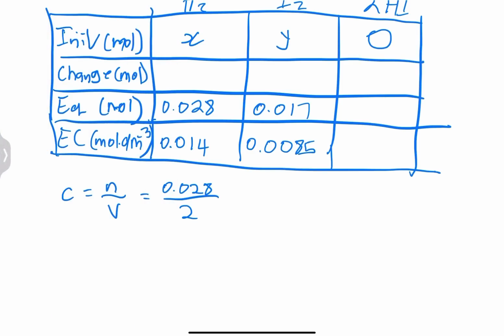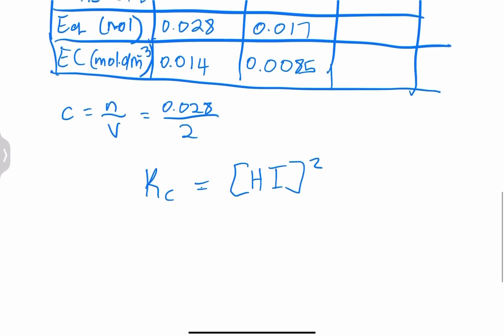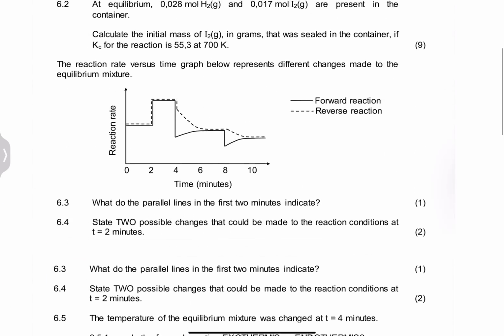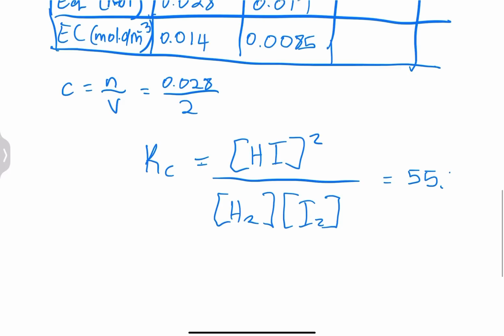Okay, so now we can work out the amount of hydrogen iodide at equilibrium. But remember, we're given the Kc value. That's going to be the molar concentration of hydrogen iodide squared, remember, the coefficient is 2, divided by the molar concentration of hydrogen as well as that of iodine in this case. We know that Kc is 55.3.